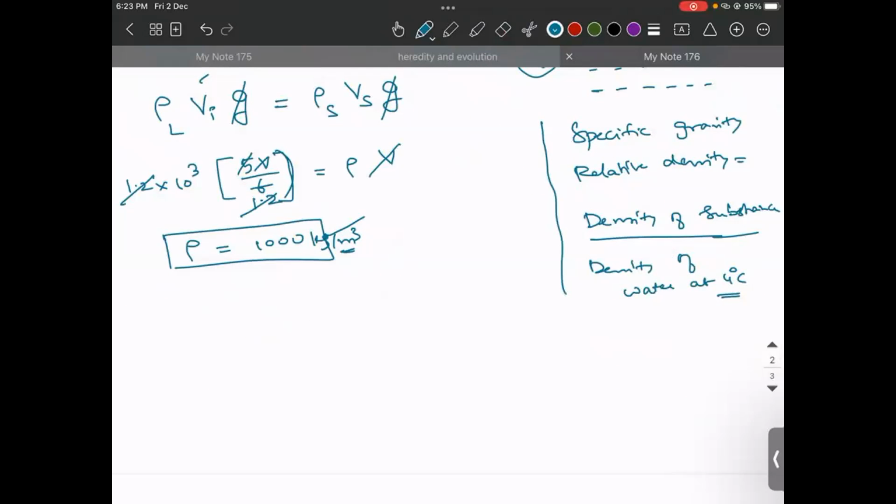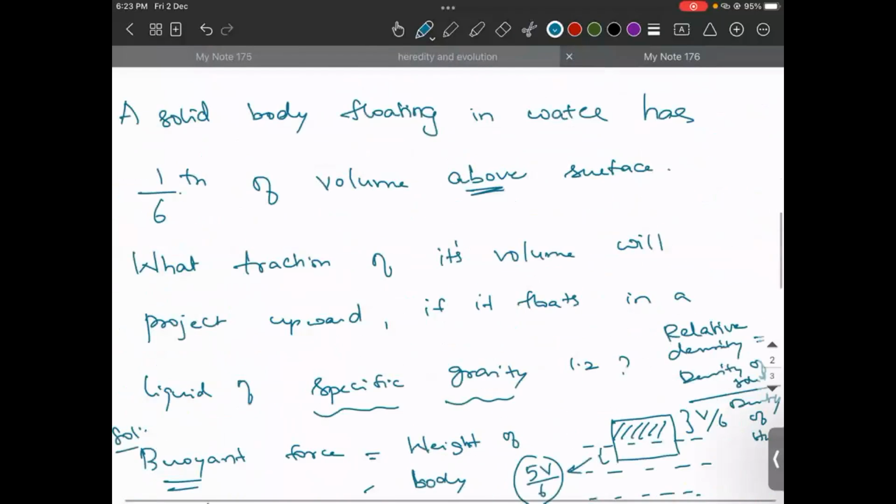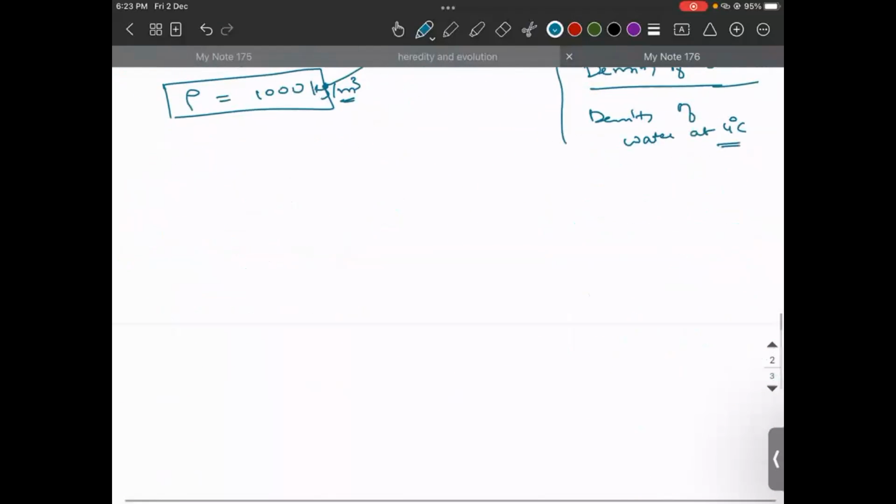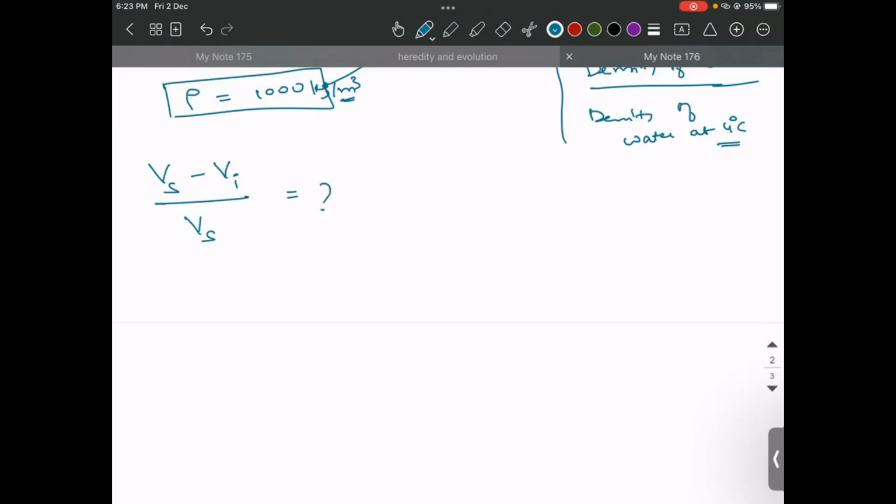So having said this, read the question carefully. They asked what fraction of its volume will project upward. So what fraction of its volume will project upward means volume of the solid minus the volume of the immersed portion divided by the volume of the solid is how much? This is what they are asking actually. Okay.